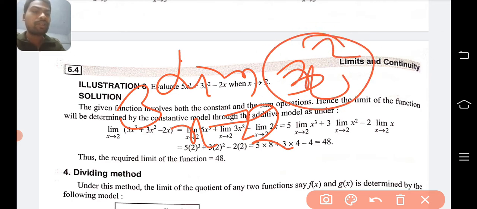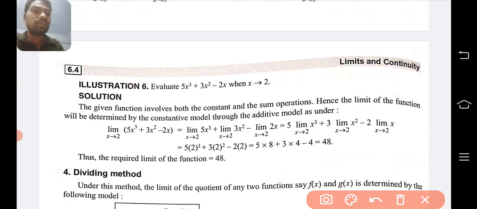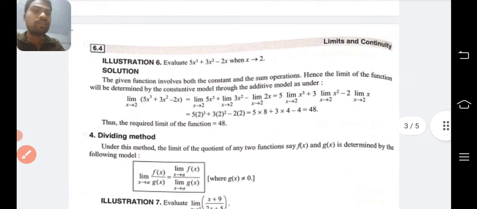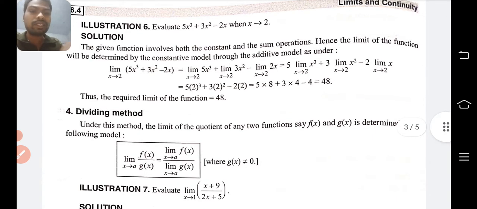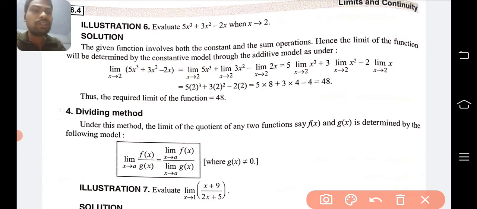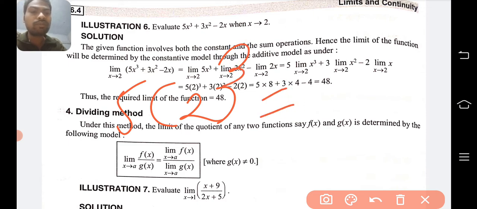Okay, so in this way we can get the limit. For each term, you will put the limit of each term. Then after applying this constant method, you put the value x equal to 2 wherever the x term lies. So if you put x equal to 2, then what will be here? 2 to the power 3, so the value of this term will be 5 into 2 to the power 3, equal to 8. This is equal to how much?